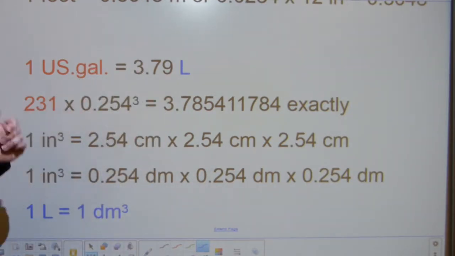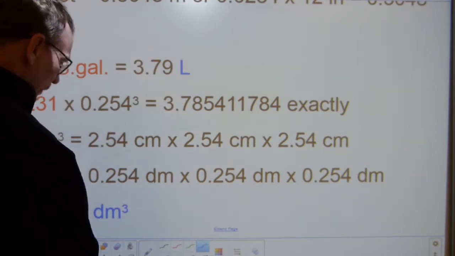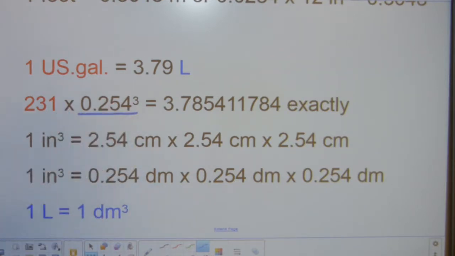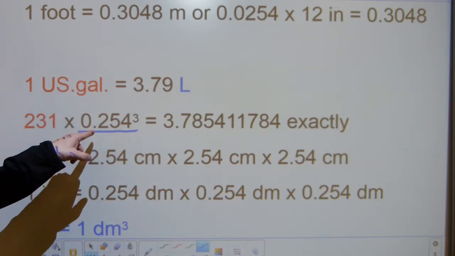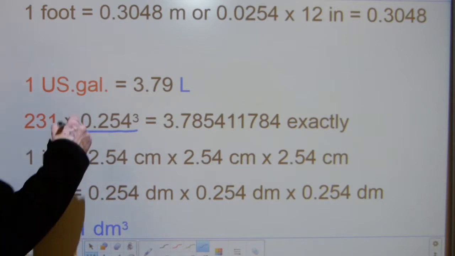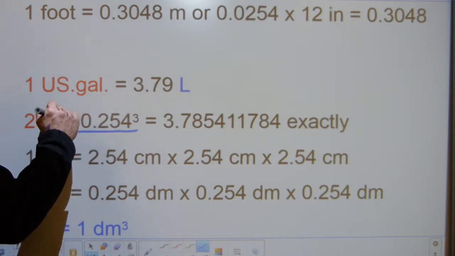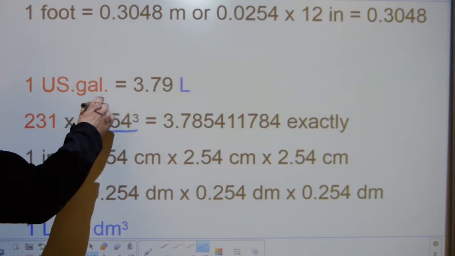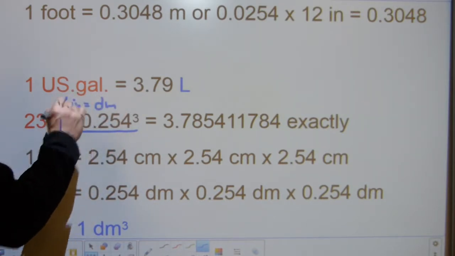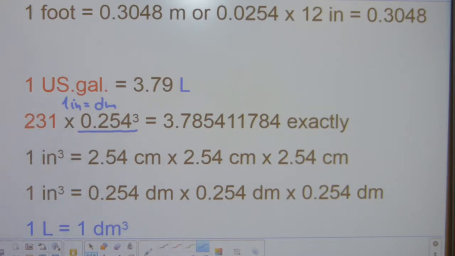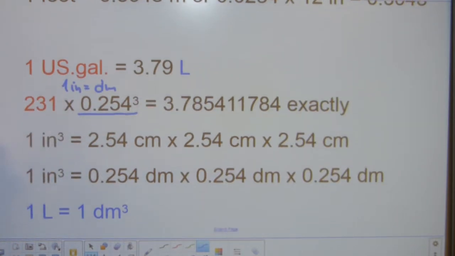If you do this multiplication here, 231, I'm going to explain that red number, multiplied by this number that comes from the metric system, it was featured on the previous line there, which is the length of an inch. Look at the decimal dot in centimeters, okay? So, sorry, this is decimeters, my bad. This is the length of 1 inch in decimeters, and the reason for this decimeter is because of the liter's relation to the cubic decimeter.